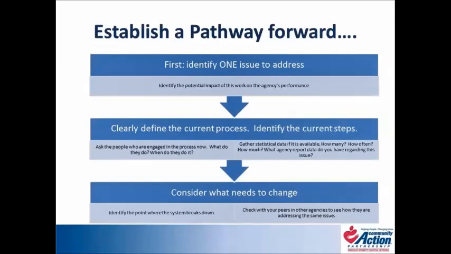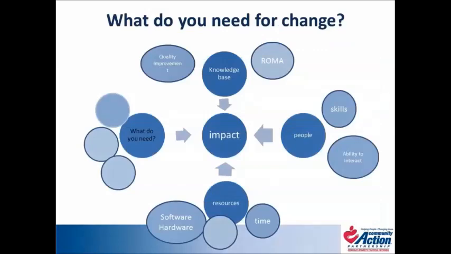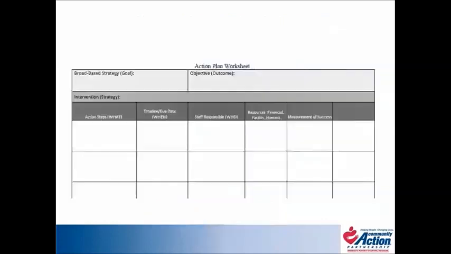And then we're asking that you identify one issue to address first. Think about one thing that you could potentially change that would have an impact on the implementation of ROMA. And then look at what the current process is, identify the current steps, and think about what needs to change. We have some ideas about the kinds of things that might be instrumental in your change process, knowledge and the people that could help you and the resources. Just generally thinking about what do you need to make a change, and then set out some action steps.